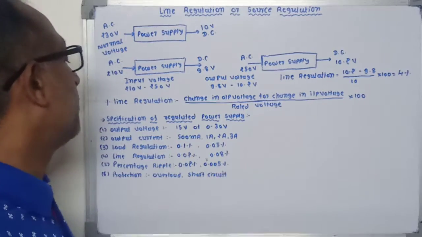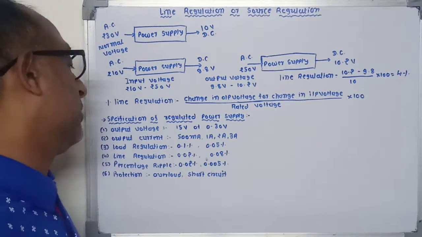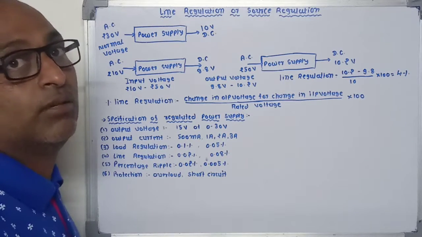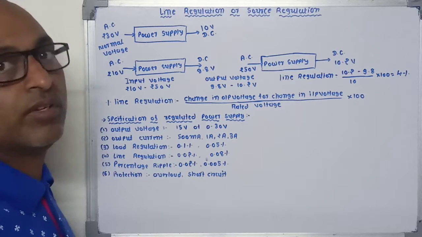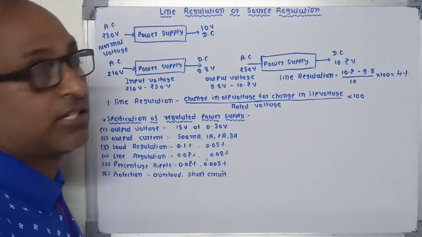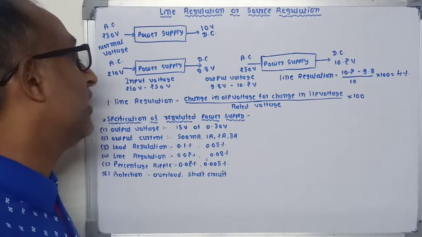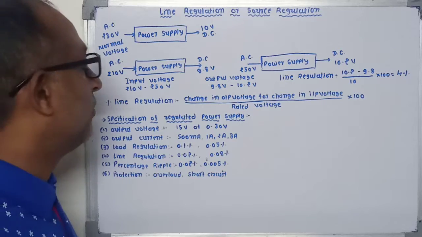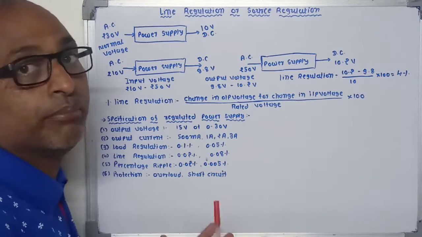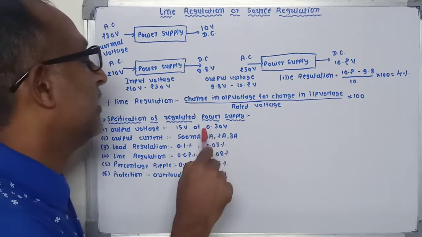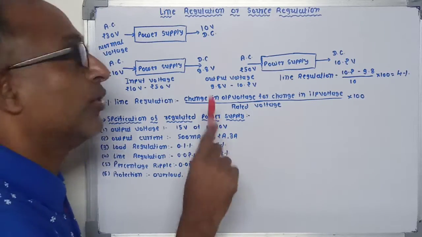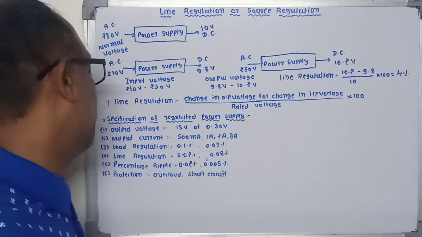Next, the specification of regulated power supply. It is given by the manufacturer. First, output voltage. The output voltage means the value of the output voltage received from the power supply. It may be fixed or it can vary. For example, if the output is 15 volt, that means it provides a constant 15 volt. Another supply may be 0 to 30 volt, that means your output voltage can be changed from 0 to 30 volt. That means it is a variable voltage.